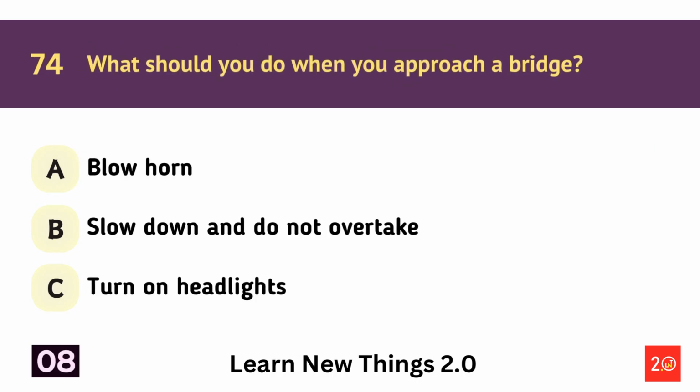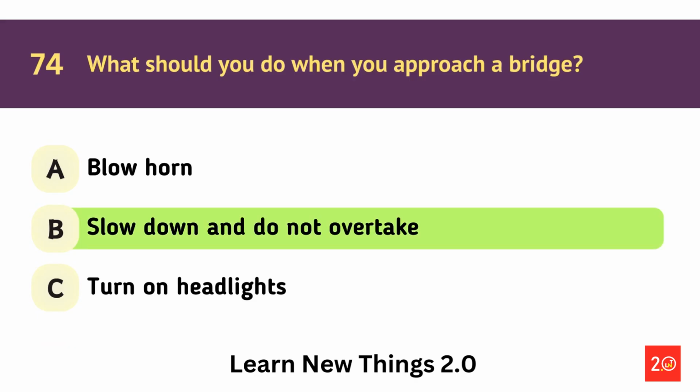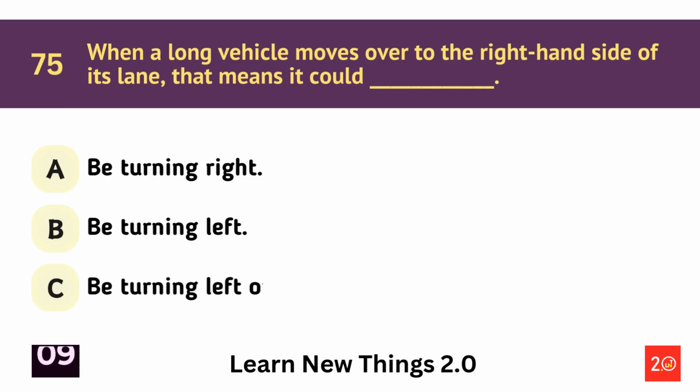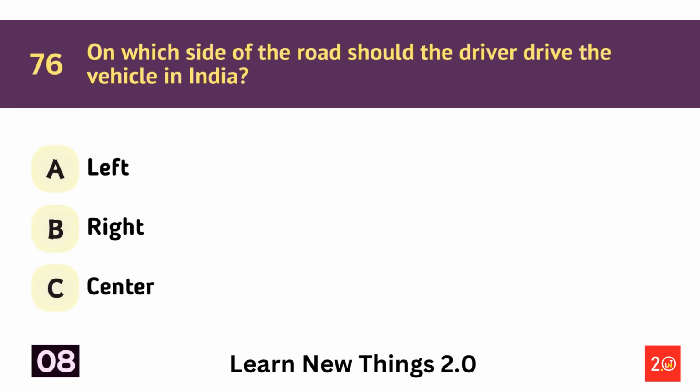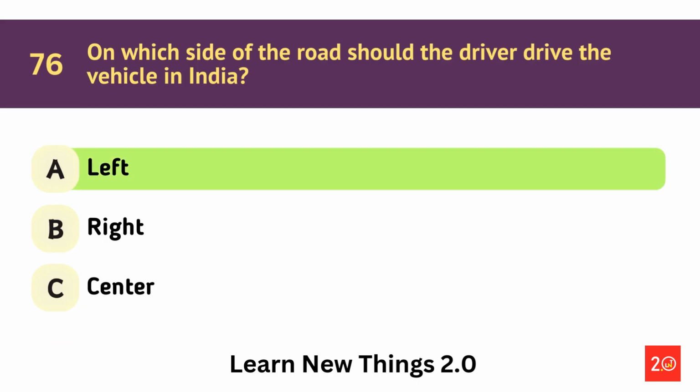What should you do when you approach a bridge? Slow down and do not overtake. When a long vehicle moves over to the right hand side of its lane, that means it could be turning left or right. On which side of the road should the driver drive the vehicle in India? Left.